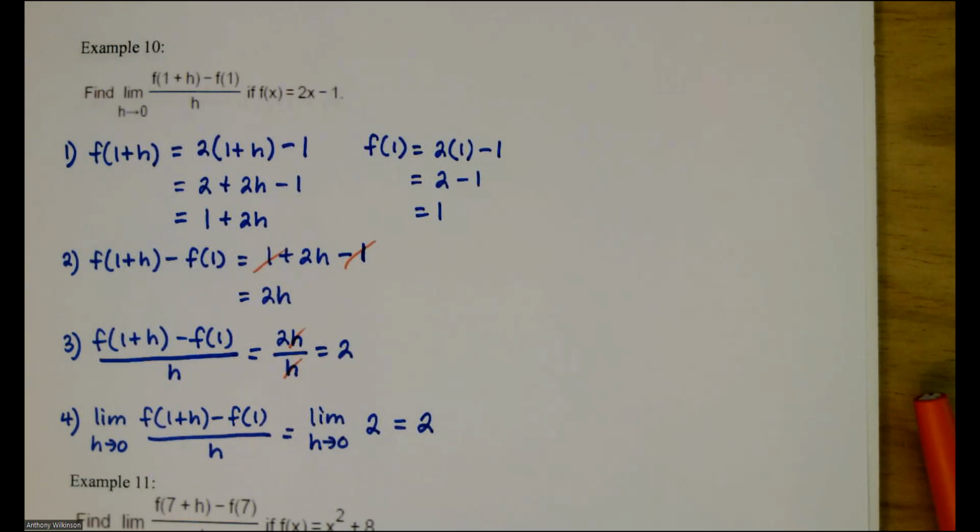So if f of x is equal to 2x minus 1, then the limit as h approaches 0 of f of the quantity of 1 plus h minus f of 1 divided by h ends up being 2.